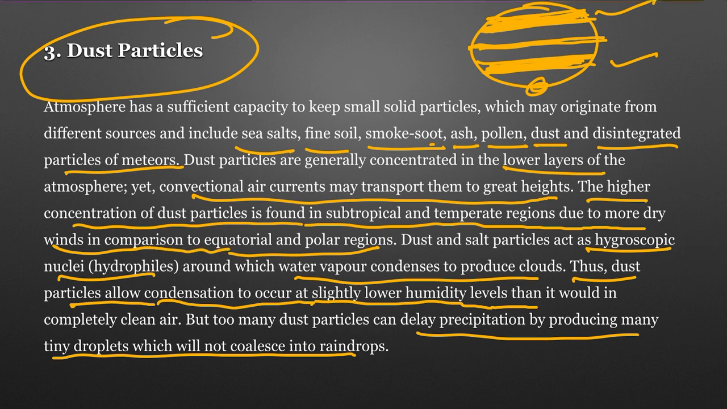Dust particles also act as hygroscopic nuclei. It means these are hydrophiles. They attract water vapors around them and condense them to produce clouds. So these are very important, because they lower the need for higher humidity for condensation and cloud formation to happen; they reduce that saturation level. But too many dust particles, too much pollution, can cause a delay in precipitation because of tiny droplets which will not coalesce into raindrops.